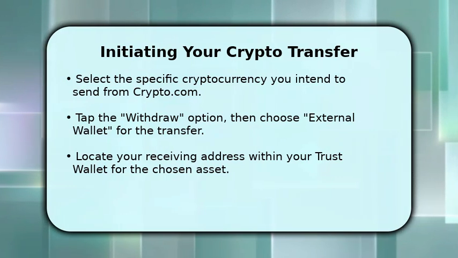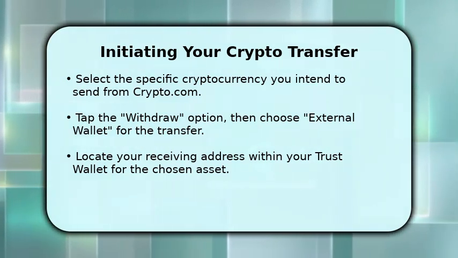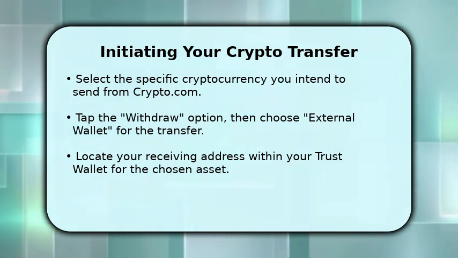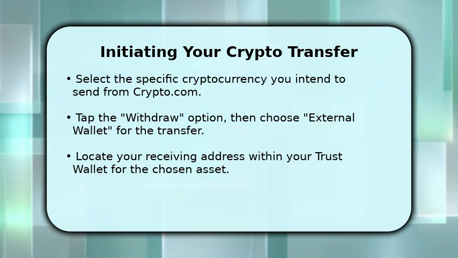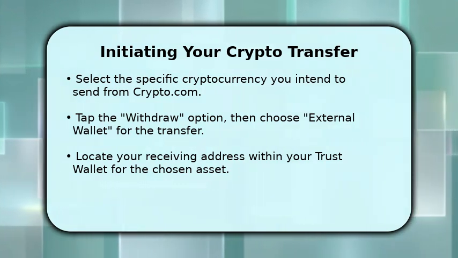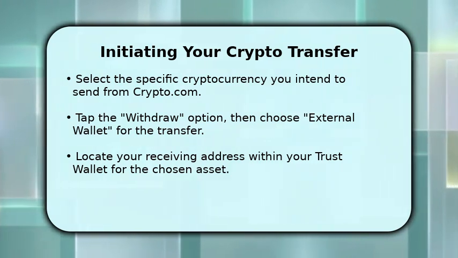Now, let's initiate the transfer. From your crypto.com app, select the specific cryptocurrency you wish to move. For example, if you want to send Ethereum, select Ethereum. Then, tap the Withdraw button and choose the External Wallet option. This prepares the transaction for an outside destination.